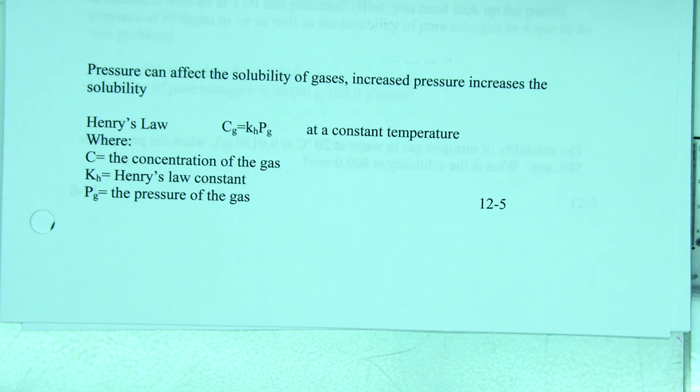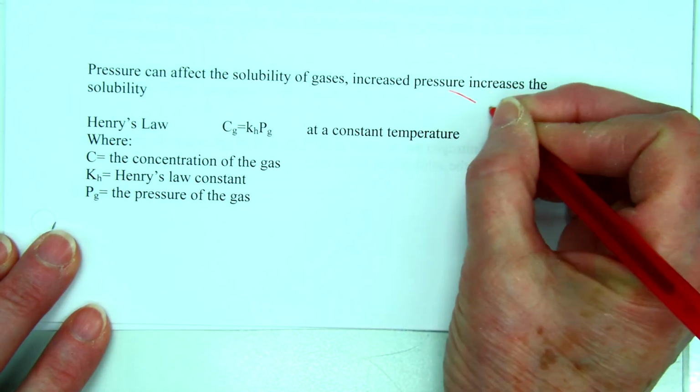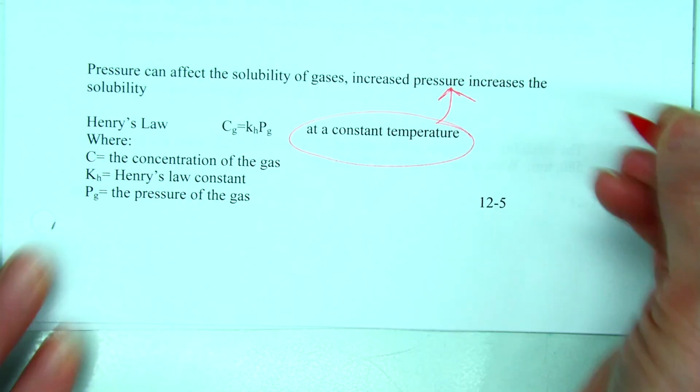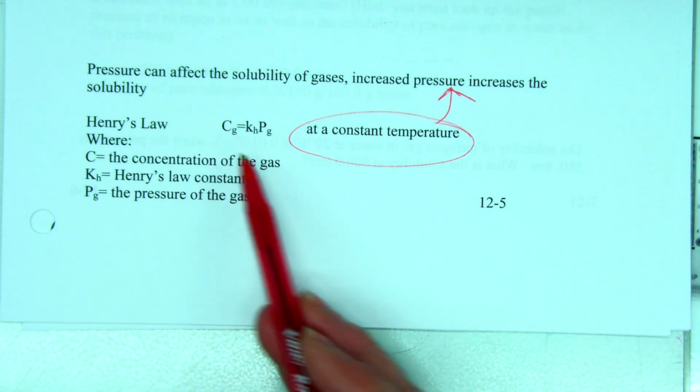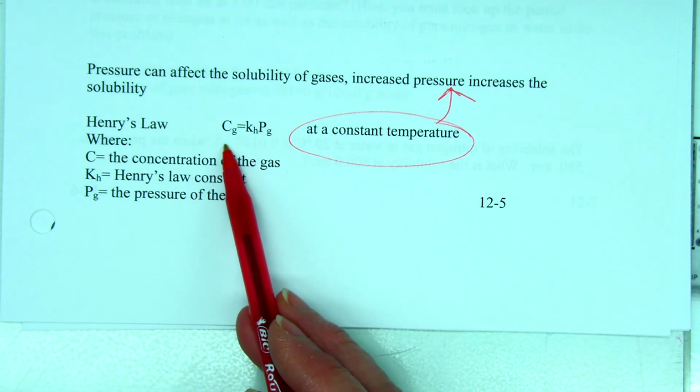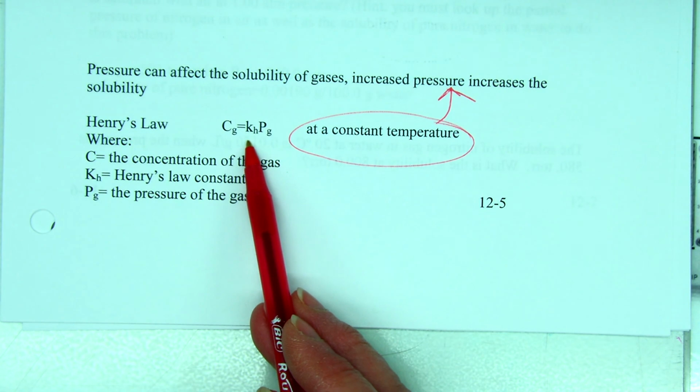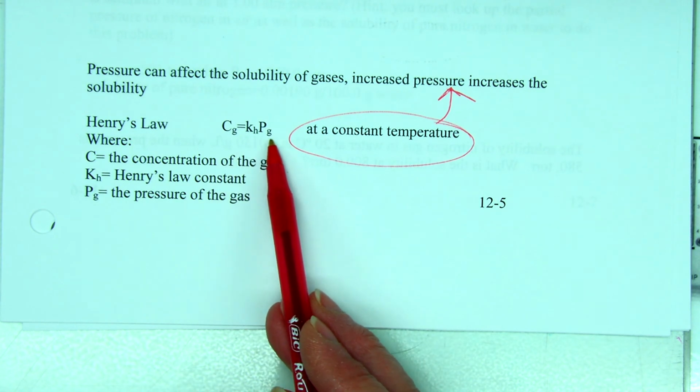So one of the things we start to look at mathematically now is the relationship that pressure has with the solubility of gases. Increasing the pressure for gases that don't react increases the solubility if we increase the pressure at a constant temperature. Okay, so we're holding the temperature constant. So Henry's law is the mathematical relationship between concentration and pressure. Mathematically, Henry's law says C sub G, the concentration of the gas, is equal to K sub H, the Henry's law constant, times P sub G, the pressure of the gas.